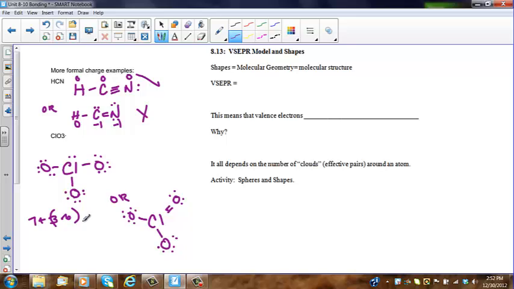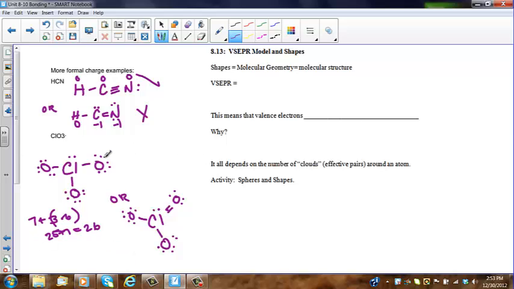18 plus 7 is 25, but it's a minus. See the ClO minus, so it's 25 plus 1. So we should have 26 electrons. Let's see. 8 times 3 is 24, and 2 here is 26. We've got 26. And here we've got 2, 4, 6, 8. So we would still have a lone pair. There we go. So 26. Let's see which one of these is preferred.